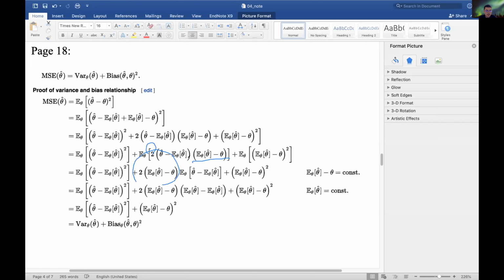We then take the expectation of this term, which is random. And for the third one, this ground truth theta is a constant, and the expectation is a constant. So this whole thing is a constant, so this expectation is gone. So we have this term.